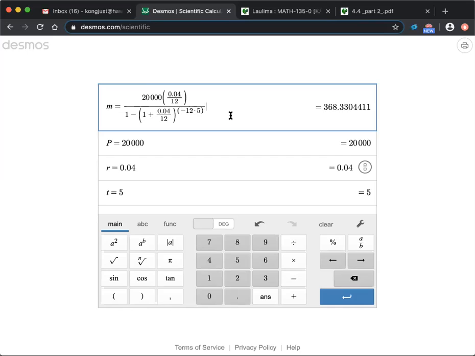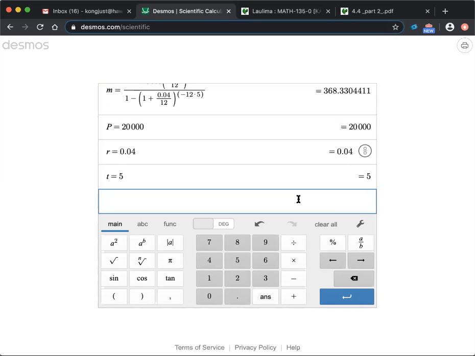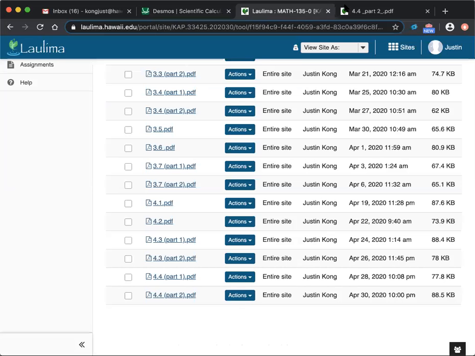Okay. So the monthly payment is $368.33. Let's round to the nearest cent. That's $368.33 per month. That's the answer to the first part of the question.